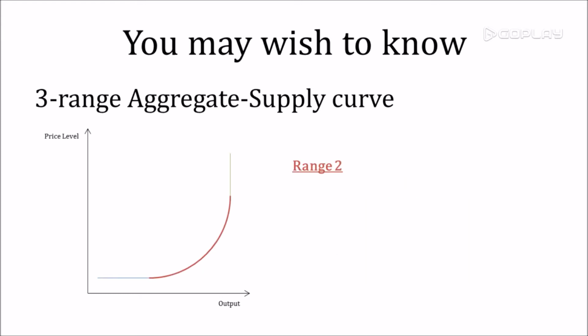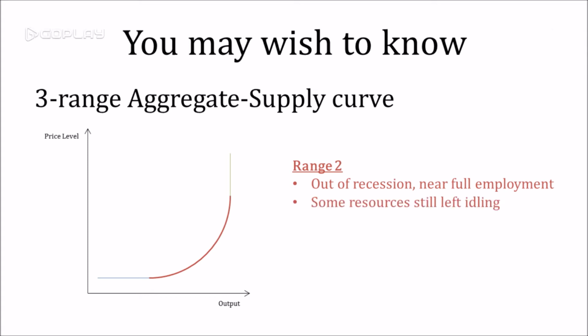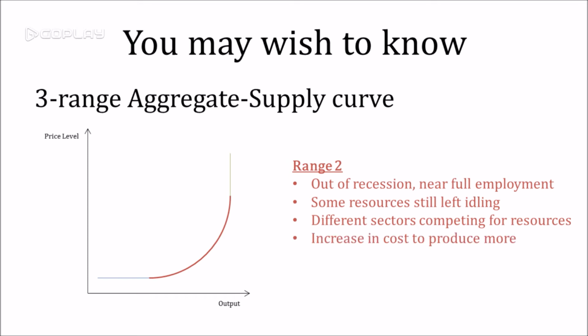Moving on to range 2, it occurs when the economy has recovered from the recession but not yet at full employment. Most resources are utilized, but some are still not used. Firms will compete for the resources, and they often do so through bidding. So they will see an increase in the cost of production as they attempt to produce more output by competing for the resources. Hence, the aggregate supply curve begins to slope upwards in range 2 because the firms ought to increase their price to cope with the rising cost of production as they begin to produce more.